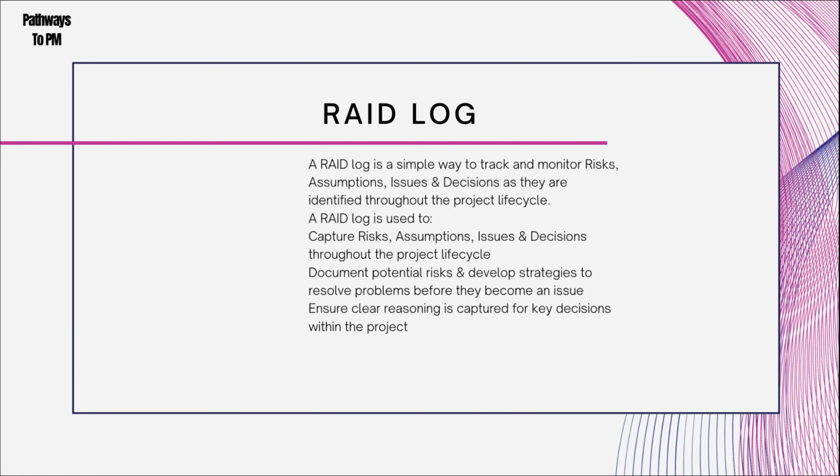What is a RAID log? A RAID log is a simple way to track and monitor risks, assumptions, issues, and decisions as they are identified throughout the project lifecycle. And you will be using this RAID log all throughout the project, from the beginning right down to the end. A RAID log is used to capture these risks, assumptions, issues, and decisions. And you document any potential risk in the beginning, but if they actually turn into risks, you should update that as you go. And so you're updating and using this as you go along in the project.